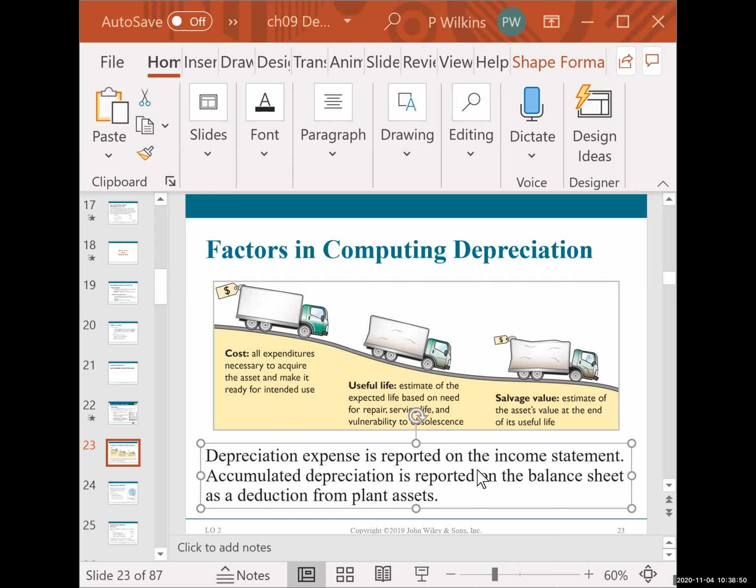And you've already seen this when we worked on the classified balance sheet, but depreciation expense is reported on the income statement, right? But when we did the classified balance sheet, if you can think way back to that, I think that was chapter 2, you'll see that it would show the asset, and then right below it, it would say less accumulated depreciation. And we'll see that again.